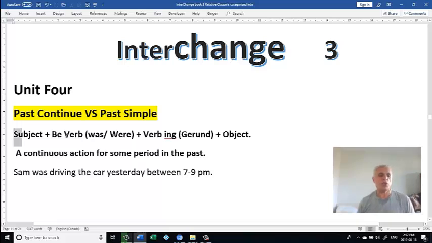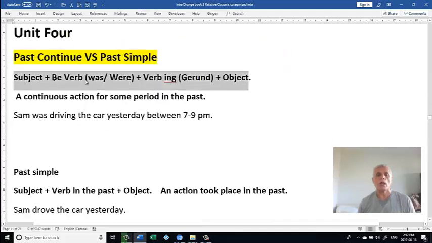Then we have subject, be verb. We have was, were. Then be verb, a verb with ing, sometimes we call them gerund. Then we have object. The good thing about be verb, the verb that comes after the be verb should be in two forms, either ing or the past participle. If ing form, it's going to be past continuous. If past participle, it will be passive.